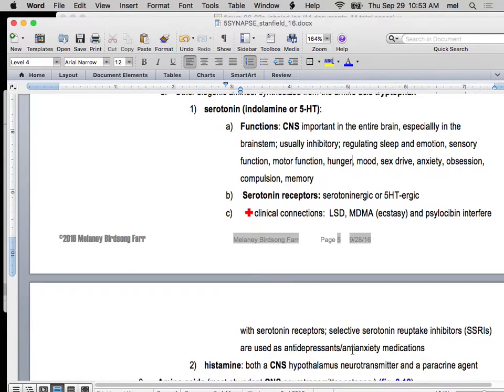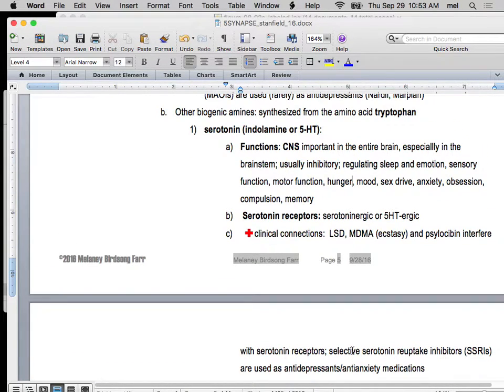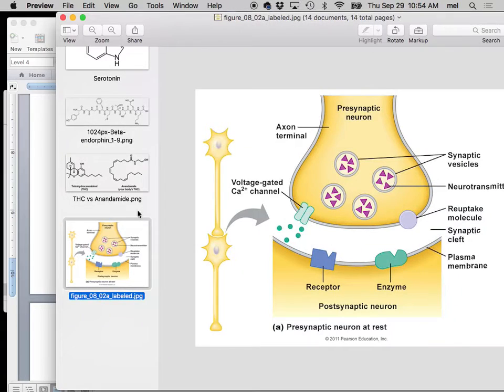Okay, so let's talk about the other biogenic amines. They're not catecholamines, and serotonin is the next one. It's derived from a different amino acid. Serotonin is derived from tryptophan. Okay, so let's look at serotonin real quick.